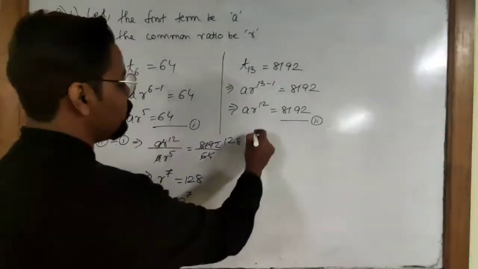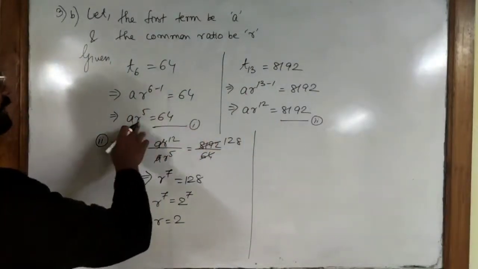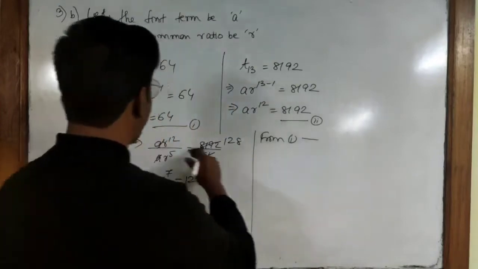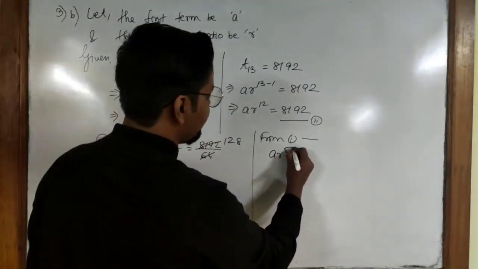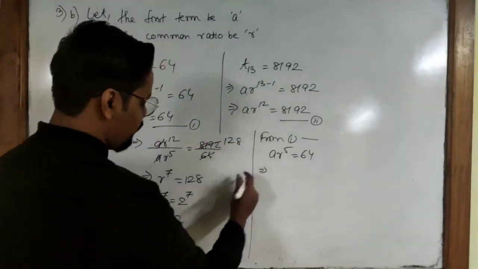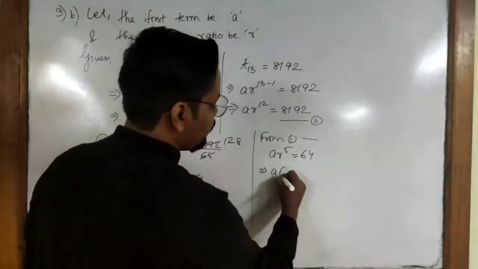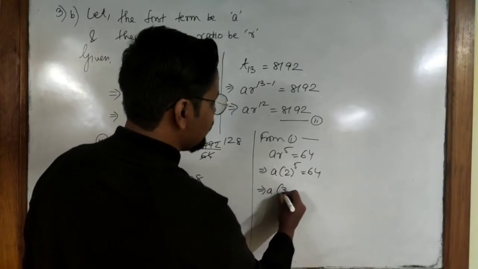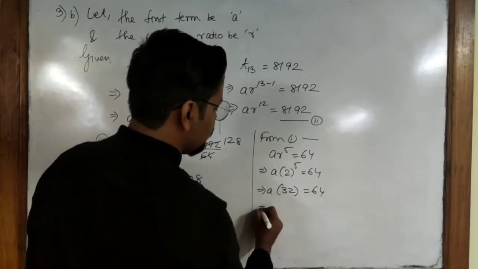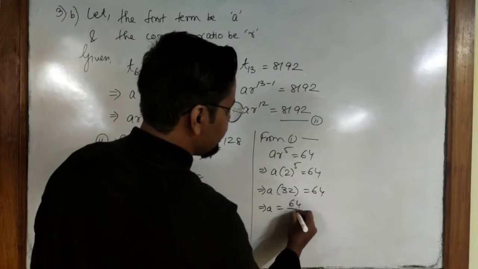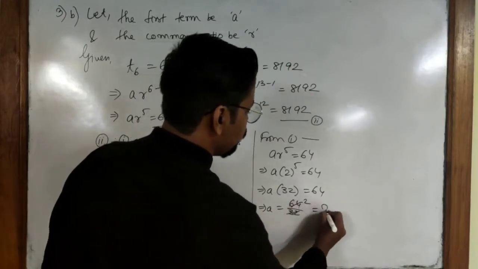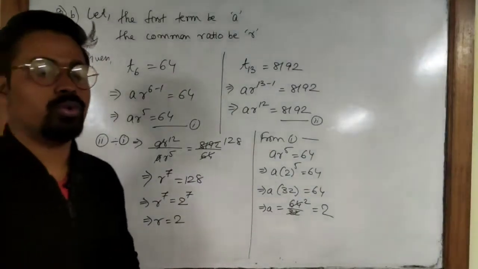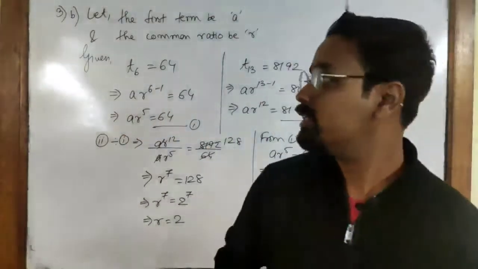Now you can place the value of r in any of the equations. Let's place it in this one. So from 1, what we get is a r to the power 5 is equal to 64. Now the value of r is 2. So we will do a 2 to the power 5 equal to 64. That means a into 32 equal to 64. So a is equal to 64 by 32, which is 2. So therefore the first term is 2 and the common ratio is also 2. So that's how you solve question number 3b.